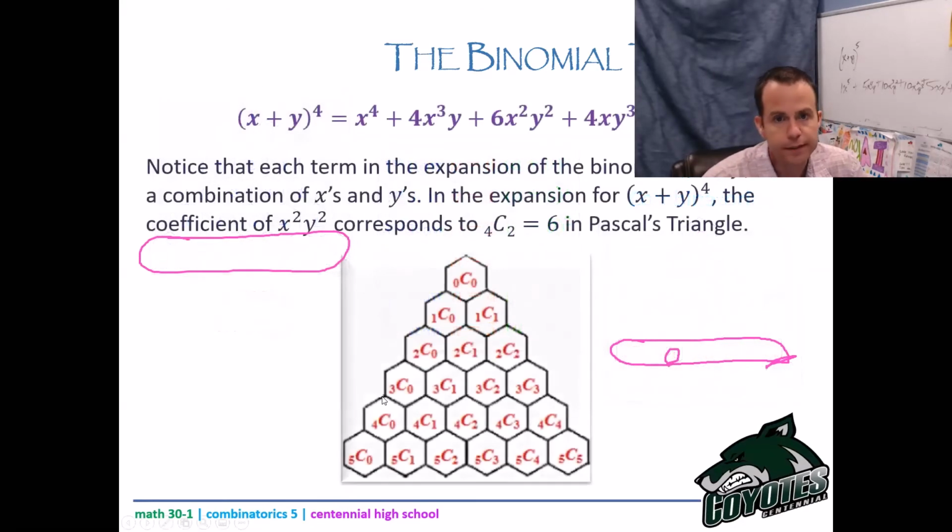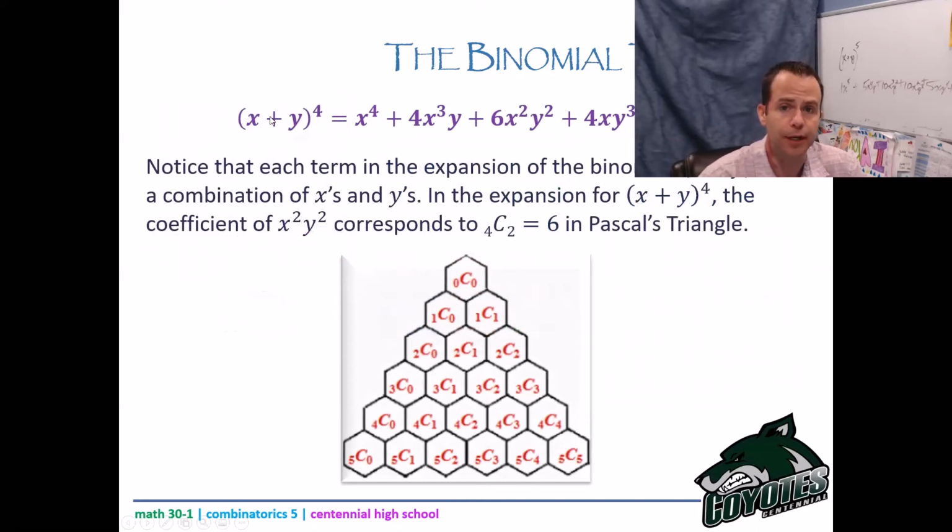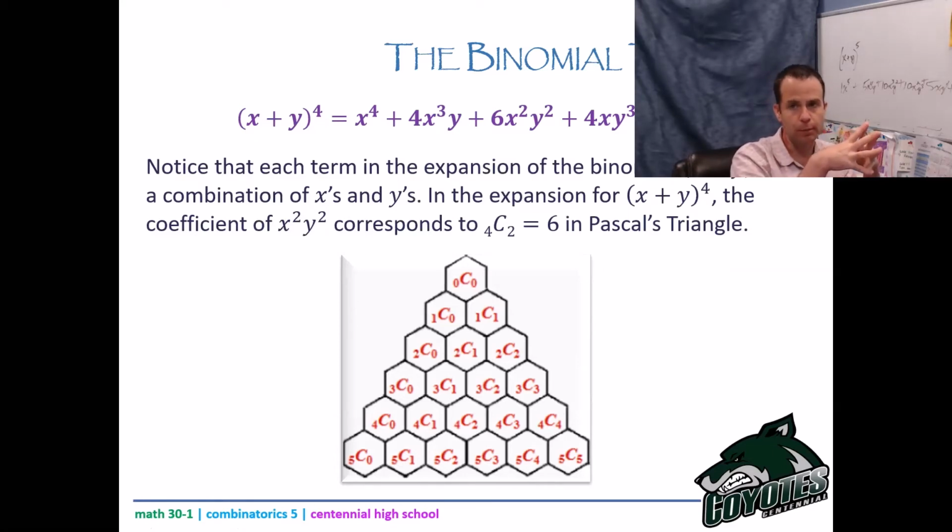Well, 2 places. First of all, this is the algebraic definition of the expansion, okay? So (x plus y) to the 4. I've got x to the 4 plus 4x cubed y plus 6x squared y squared plus 4xy cubed plus y to the 4. We've established that. Notice that each term in the expansion of the binomial is a combination of x's and y's, or better put, a combination of your first term with a combination of your second term, right? X means here whatever the first term in your binomial is, and y is just referring to whatever the second term of your binomial is.